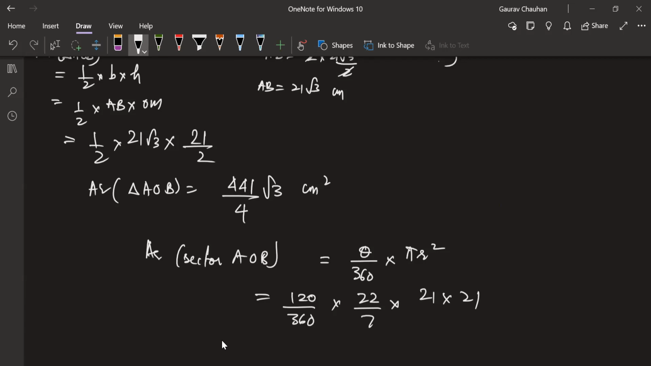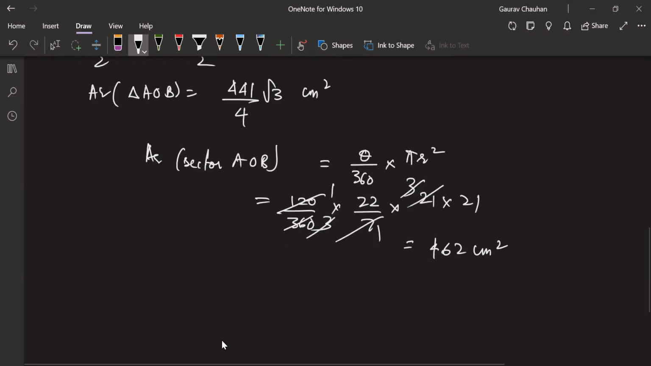Let us simplify here. 3 7s are 21, 3 7s are 21. This and this will become 1 by 3. Yeah, 3 and 3 go again. 22 into 21. It's 22 into 21 is 441 plus 21 is 462. 462 centimeter square. Okay. Is this correct? Yeah, they have also got the same answer.